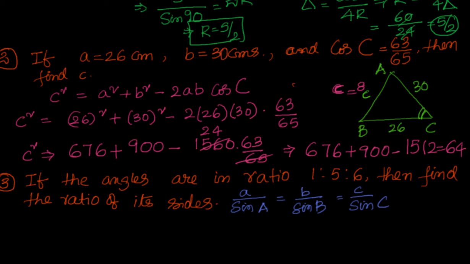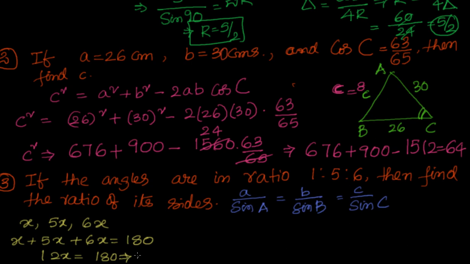Now, I know that they are in the ratio of 1:5:6, so I will take them as x, 5x, 6x. I know that the sum of the angles of a triangle is 180 degrees. So x plus 5x plus 6x is equal to 180 degrees, or 12x equal to 180 degrees. That will give me x equal to 15. So the angles are A is 15, B is 75, C is nothing but equal to 90.